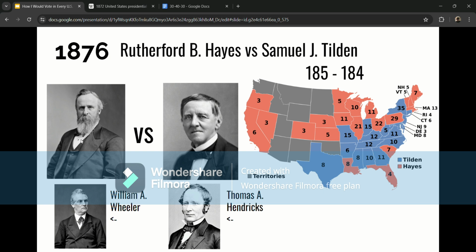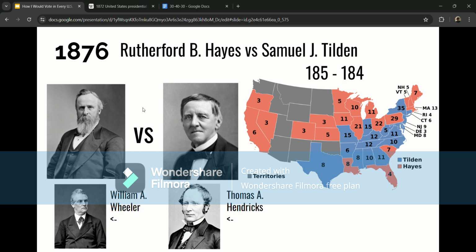So the Republicans, careful to disassociate themselves from the now unpopular Grant, who I actually still would have liked, even despite the fact he was pretty corrupt, and that is not a good image for him, go ahead and nominate the reformist governor of Ohio, Rutherford B. Hayes, with a running mate, William A. Wheeler, a representative from New York.